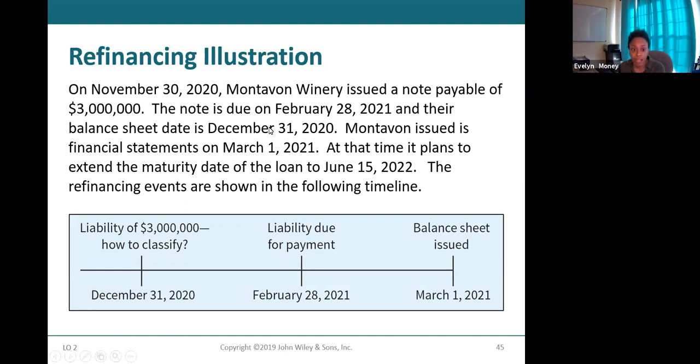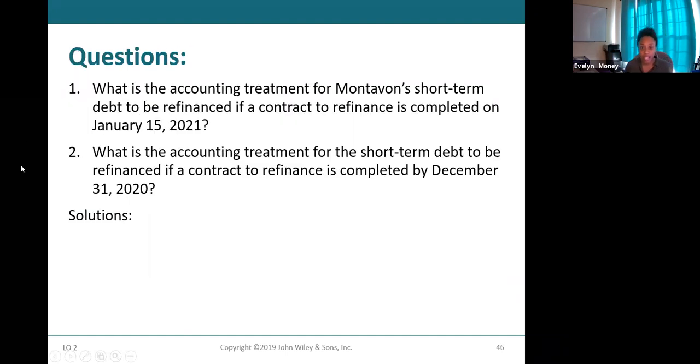So the company's balance sheet date is December 31st, and they issue their financial statements on March 1st. As of March 1st, they plan to extend the maturity date of the loan to June 15th. How do we deal with this debt? Is it classified as current? Is it classified as non-current? Because if we just look at the maturity date, it's current. But because there's an expectation that this will be refinanced, we have to look at the loan agreement in detail. So let's take a look at the questions.